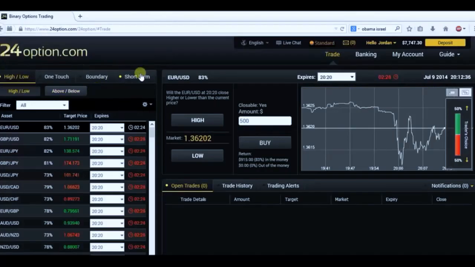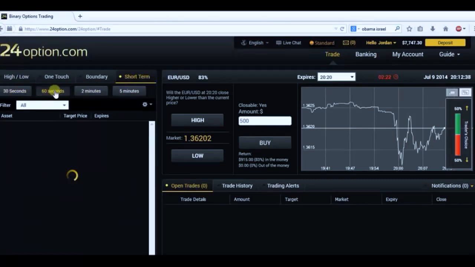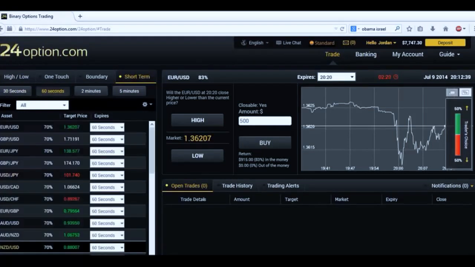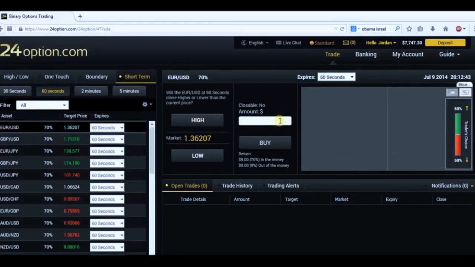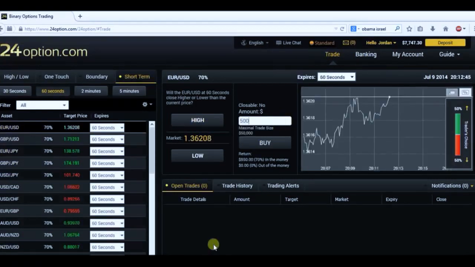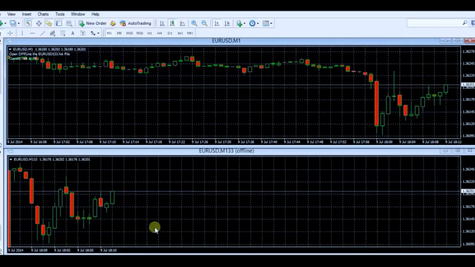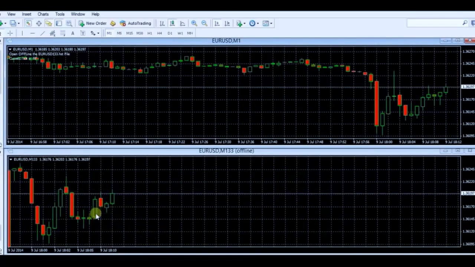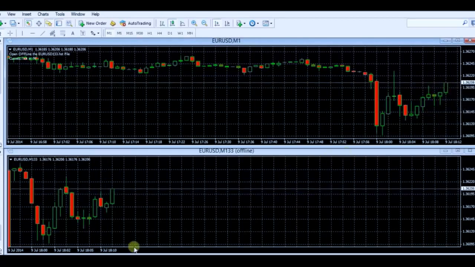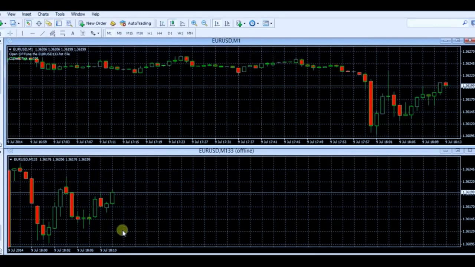Let me just make sure here I wasn't on short-term 60-second trading. Euro US dollar. Okay, we may have confirmation of the trend here. But these are kind of smaller volatility, smaller price fluctuation, but it's starting to look good.